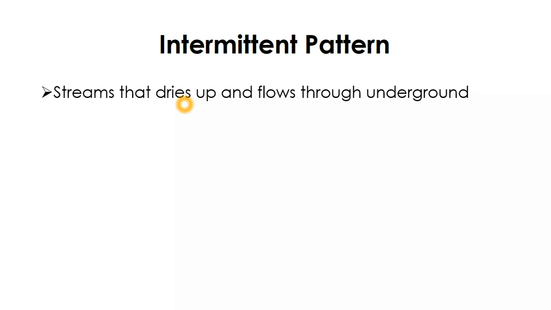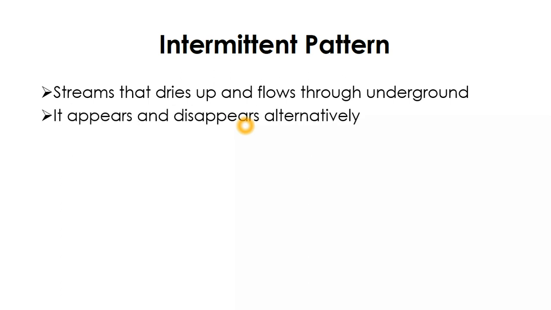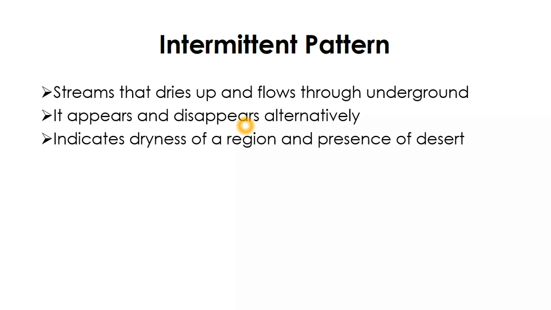And the next one is intermittent pattern. Here the situation is almost the same as the previous one, but with a slight difference. Here streams dry up and flow through the underground for a certain time. Then again, sometimes it may come up and it may go down. So there is an intermittent state of the river. Sometimes it flows on the surface, sometimes it goes down. So it appears and reappears. This kind of drainage pattern is called intermittent drainage pattern. It indicates that the area is comparatively drier and close to desert areas.